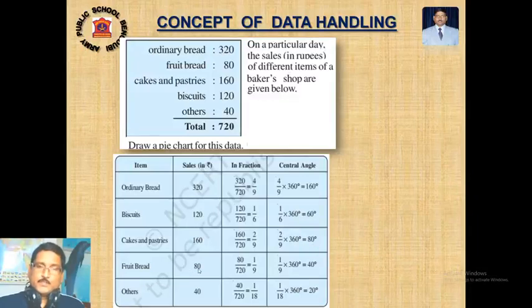Fruit bread 80 rupees, 80 rupees out of 720 rupees. After cancelling, I am getting 1 by 9. After multiplying, I am getting 40 degrees. 40 degrees refers to the fruit bread sold in that bakery shop. So others, rupees 40, so 40 rupees out of 720. After cancelling, I am getting 1 by 18, and then after multiplying by 360, I am getting 20 degrees. So all the items sold in the bakery shop I have converted into degrees: 160, 60 degrees, 80 degrees, 40 degrees, 20 degrees.